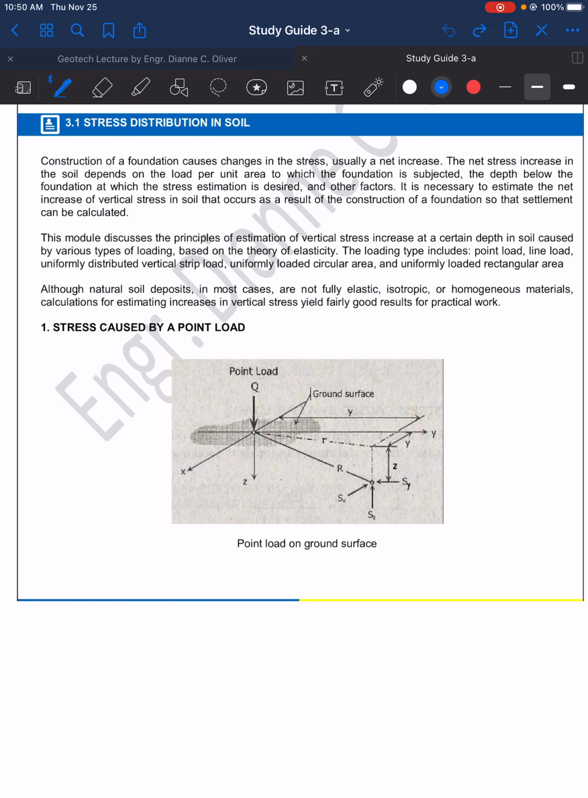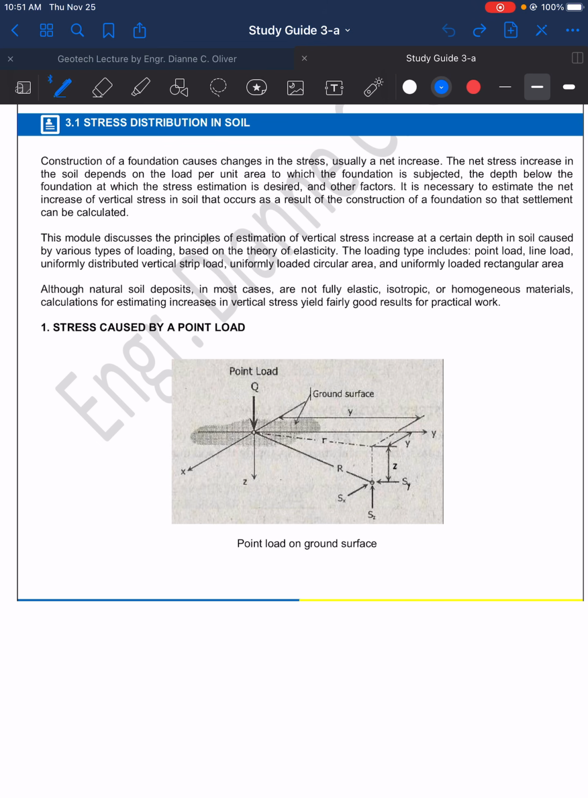The loading types that we will consider in this lecture video, and the video to follow, are the point load, the line load, the uniformly distributed vertical strip load, the uniformly loaded circular area, and the uniformly loaded rectangular area. So these are the types of loads to which the ground is being subjected, and we will be solving for the vertical stress increase.